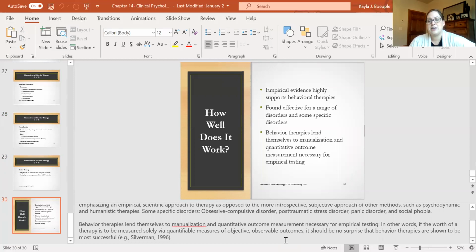And behavior therapies lend themselves to manualization and quantitative outcome measures necessary for empirical testing. So it is easy for us to create a manual regarding behavioral types of therapies, and we're also able to do empirical testing because we should be defining the behavior, getting a baseline, going across the board, seeing how the behavior changes over time. Is our intervention working? Is our intervention not working? So we are able to gather a lot of empirical evidence and data when we are using behavioral types of settings. So that's great. We can either show those therapies work or those techniques don't work. So it is nice for manualization and for quantitative outcome and empirical testing.